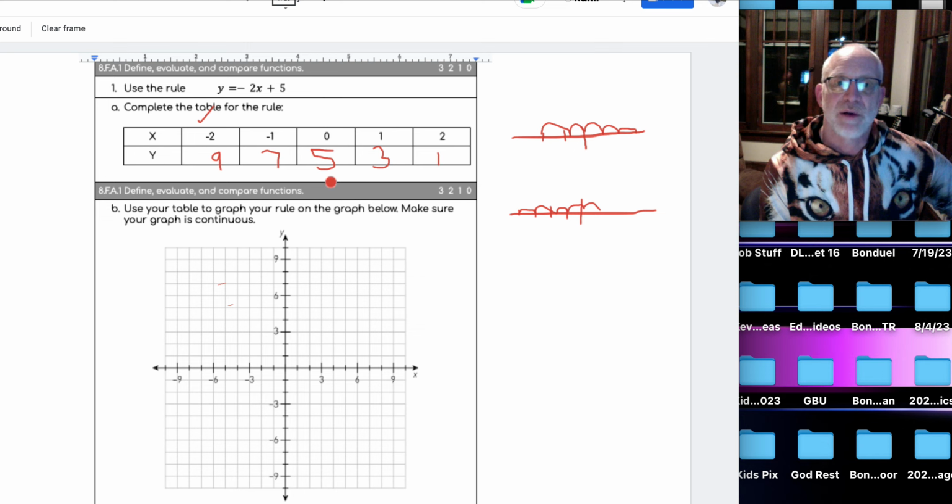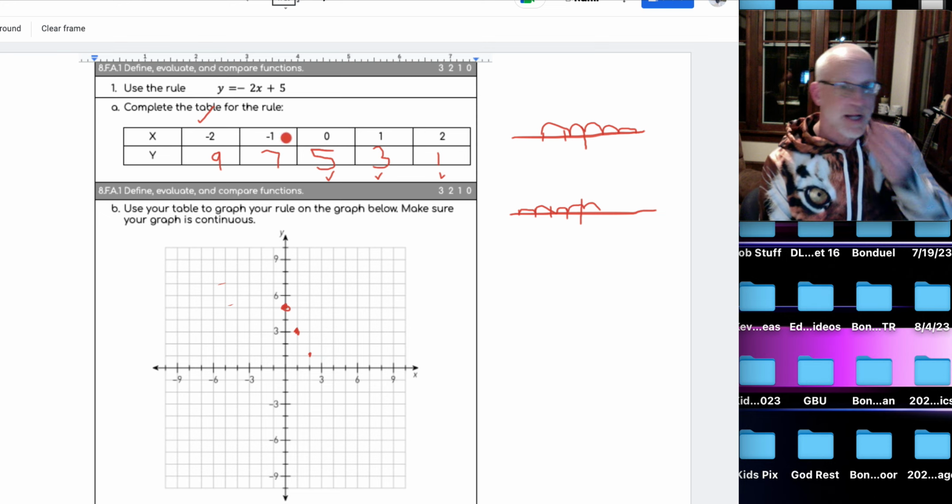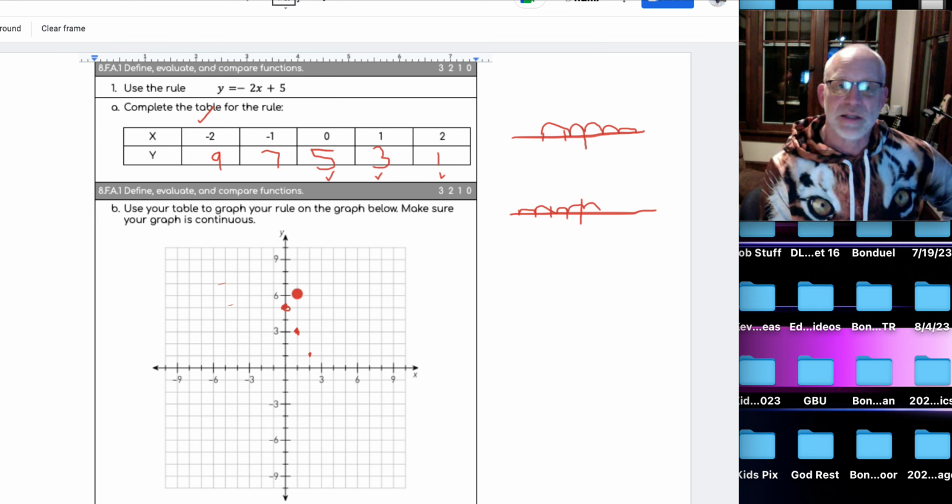I'm going to graph this point, 0, 5. So we're going over 0. We go up 5 to here. Okay. Next point I go is 1 positive on the x-axis, and then 3 up. So I go 1 over, 3 up. And the next point I go 2 over, 1 up. And then working in the other direction, I go negative 1 on the x-axis, and I go up 7.